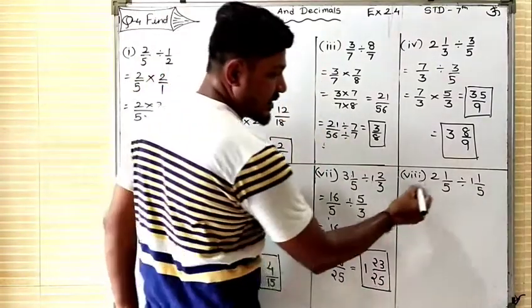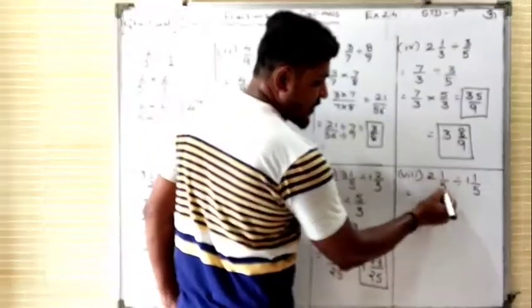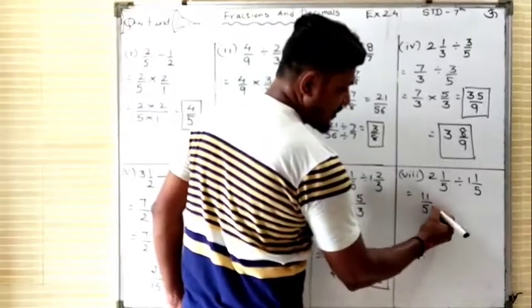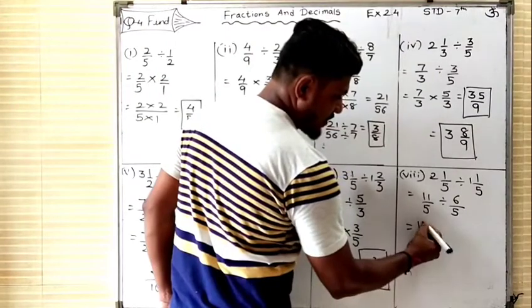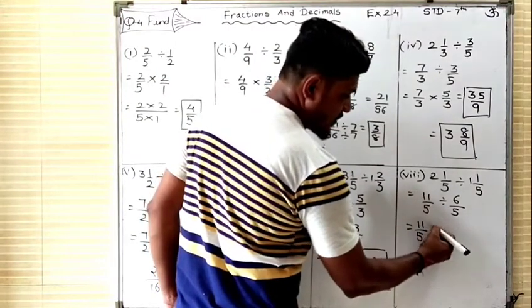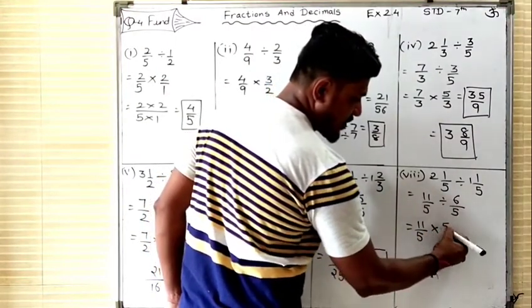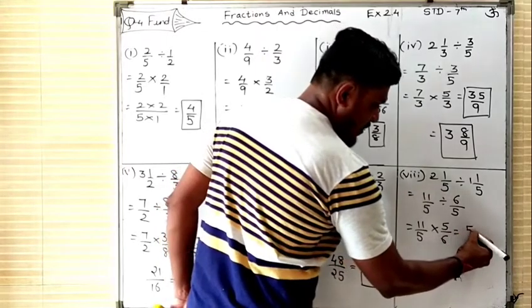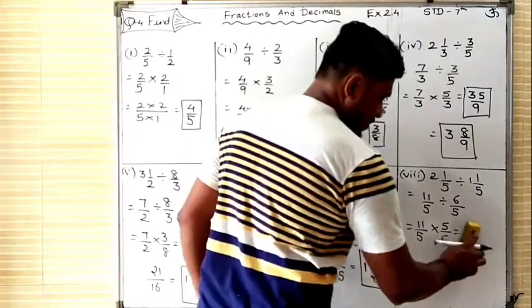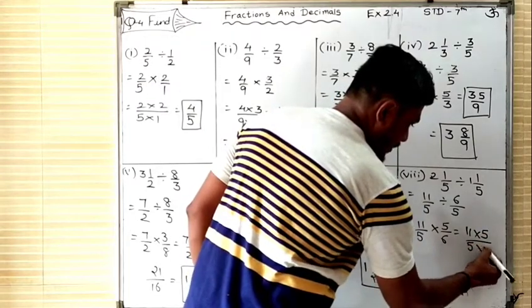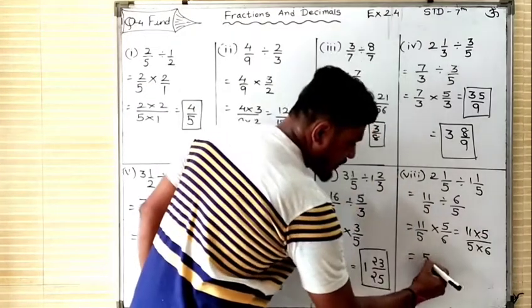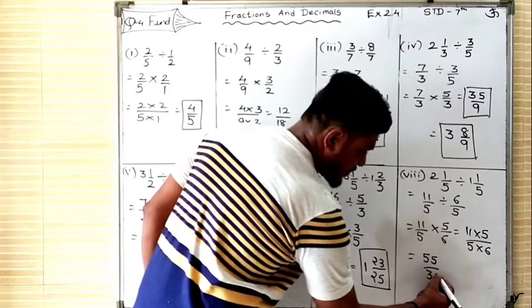Next one, last one, that is convert this value. 2 5s are 10 plus 1, 11 by 5. 5 is 5 plus 1, 6 by 5. Then convert it. This division into multiple. 6 by 5 will become 5 by 6. Then that is 11 into 5 and 5 into 6. 11 5s are 55 and 6 5s are 30.